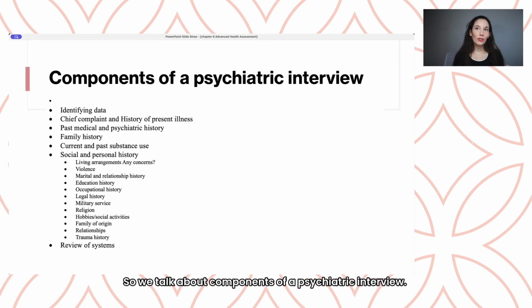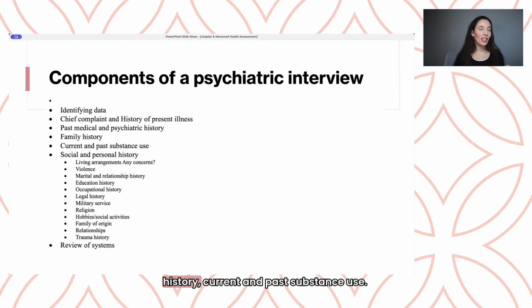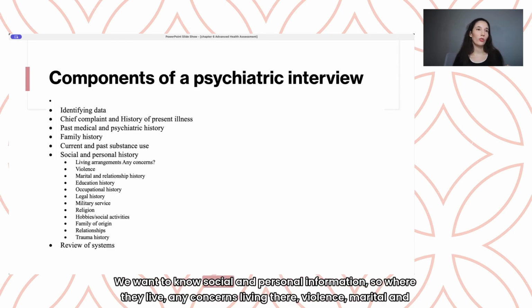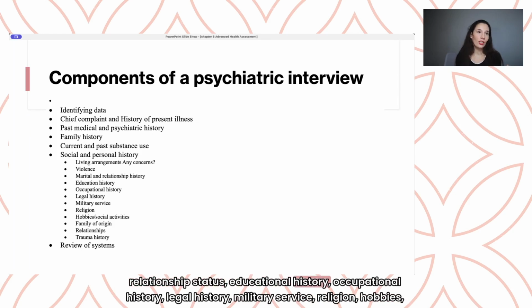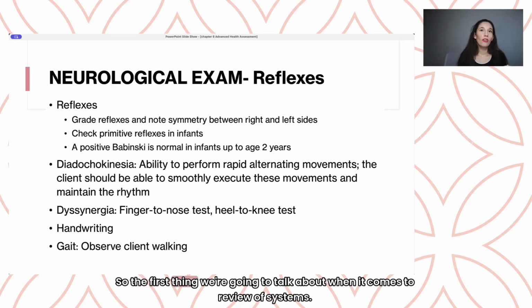So we talk about components of a psychiatric interview. So when we're interviewing a patient, things that we want to know. So this is kind of like your admission assessment. Identifying data, chief complaint, history of presenting illness, past medical history and psychiatric history, family history, current and past substance use. We want to know social and personal information, so where they live, any concerns living there, violence, marital and relationship status, educational history, occupational history, legal history, military service, religion, hobbies, social activities, family relationships, trauma history, and review of systems.